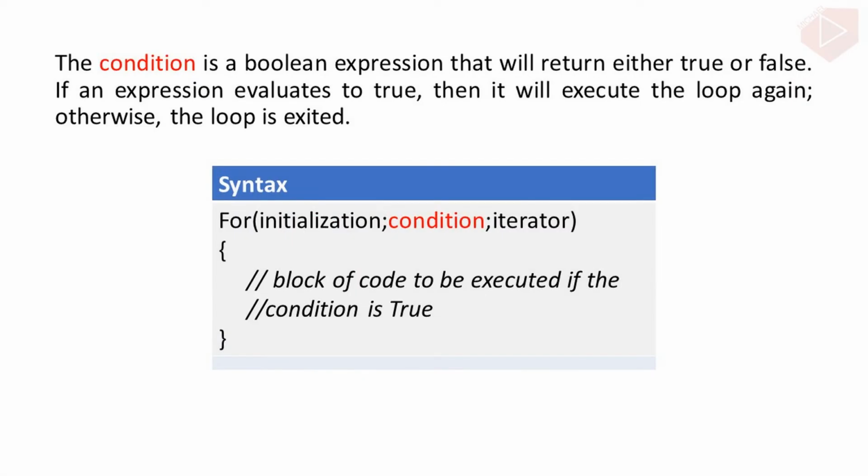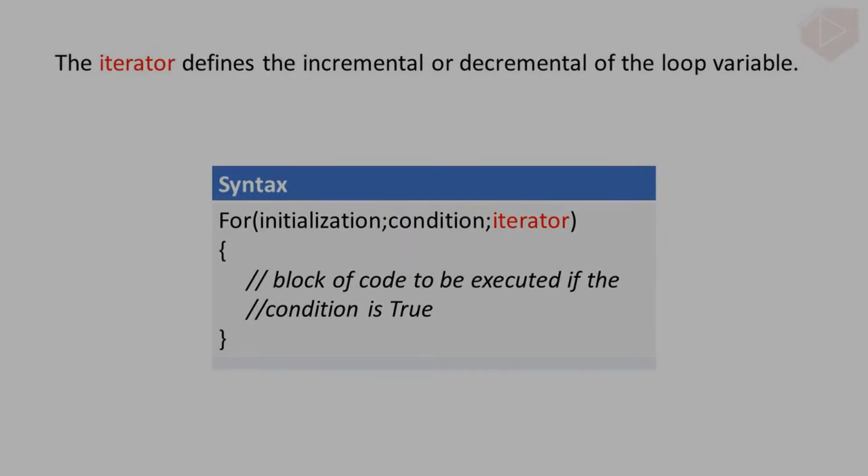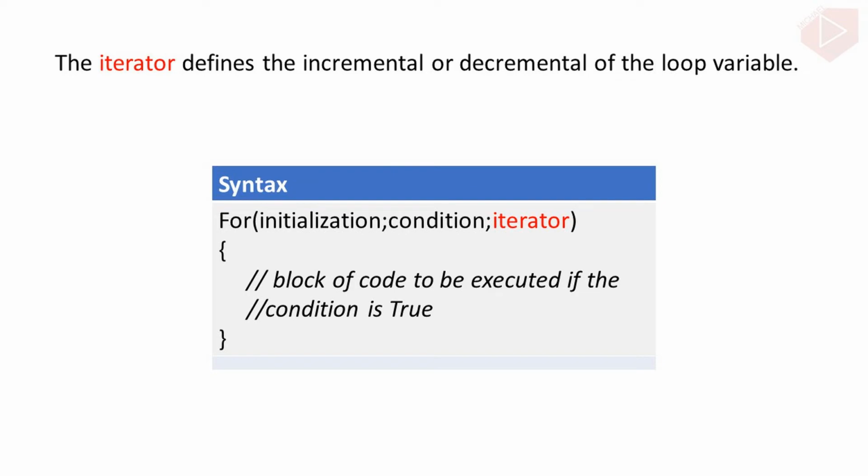The condition is a Boolean expression that will return either true or false. If an expression evaluates to true, then it will execute the loop again, otherwise, the loop is exited. The iterator defines the incremental or decremental of the loop variable.